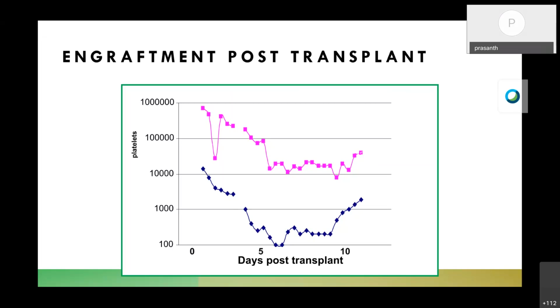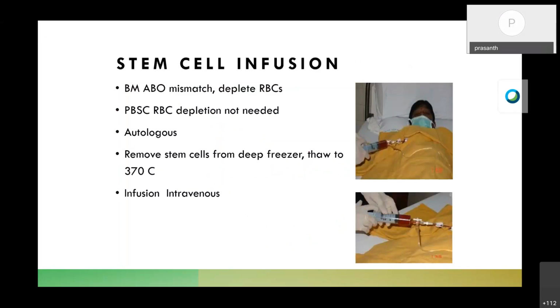Similarly, for the neutrophils, by around day 5, they become profoundly neutropenic, and they start going up in the second week or so. Once the neutrophils cross 1,000, the patient is generally safe, and we can plan the discharge.